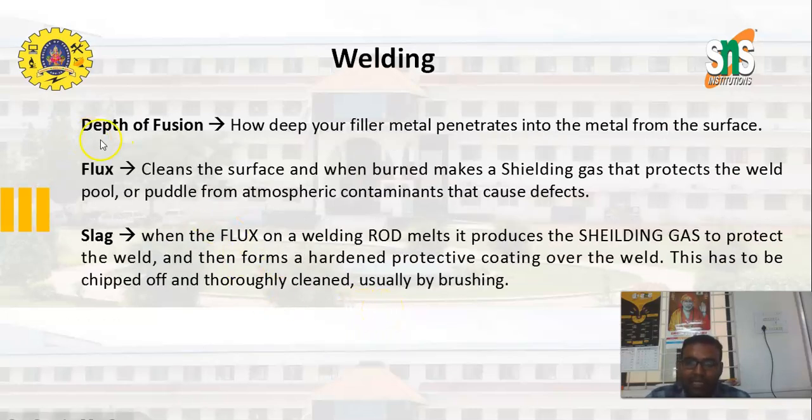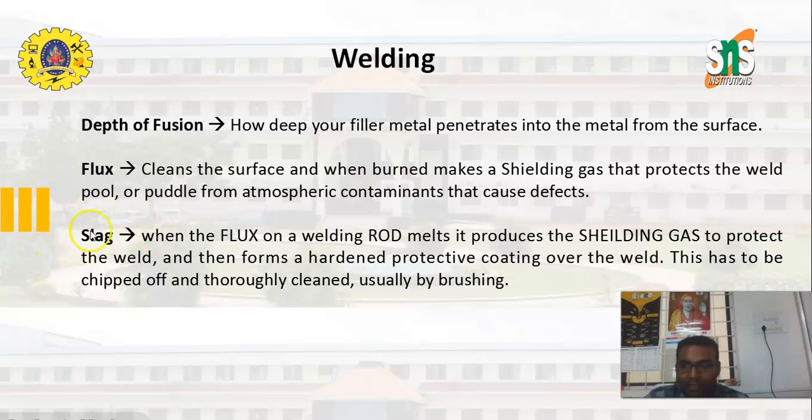Next important term is depth of fusion. How deep your filler metal penetrates into the metal from the surface is known as the depth of fusion in the case of welding materials. Next one is a flux. It cleans the surface and when burned makes a shielding gas that protects the weld pool or puddle from atmospheric contaminants that cause defects.